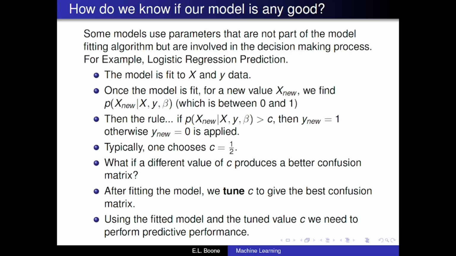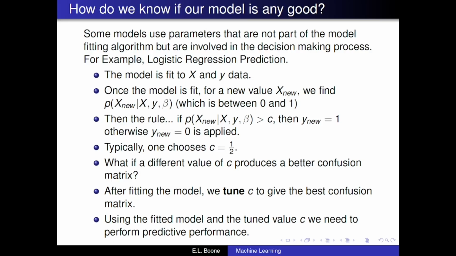Once the model is fit, for a new value of X, so a value that's in our holdout or that we've never seen before, we would calculate the probability of this new value given the old data, X, Y, and beta. So this would be our trained model. We would plug in X, Y, and the betas that we fit, and we would get a probability out, which is between 0 and 1. So it's not a 0 or a 1.